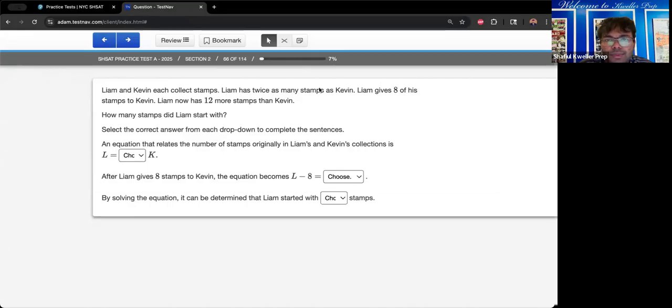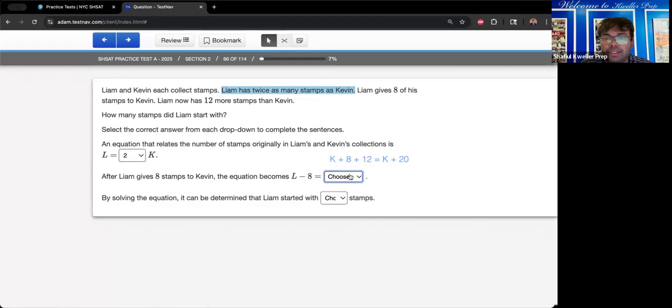But yeah. Liam has twice as many stamps as Kevin. Liam gives 8 of his stamps to Kevin. Liam now has 12 more stamps than Kevin. How many stamps did Liam start with? So you just have to walk through each choice. An equation that relates the number of stamps originally. So originally, Liam had twice as many stamps as Kevin. So L equals 2K. Liam gives 8 stamps to Kevin. So L minus 8 is equal to, well, what does it say? When Liam gave away 8 stamps to Kevin, Kevin gets 8 stamps. So it's going to be K plus 8. And it says Liam now has 12 more stamps than Kevin. So L minus 8 equals K plus 8 plus 12, which is K plus 20.